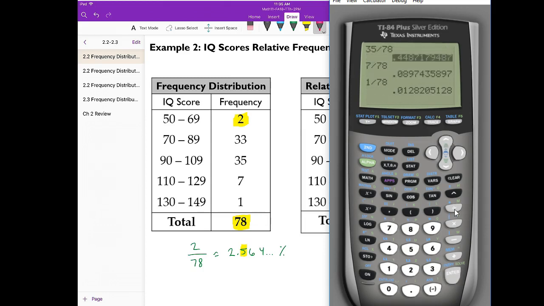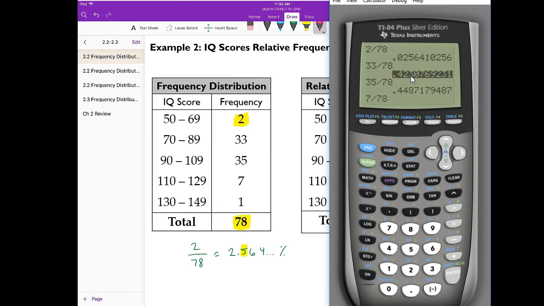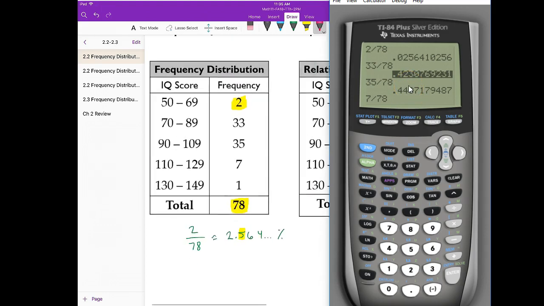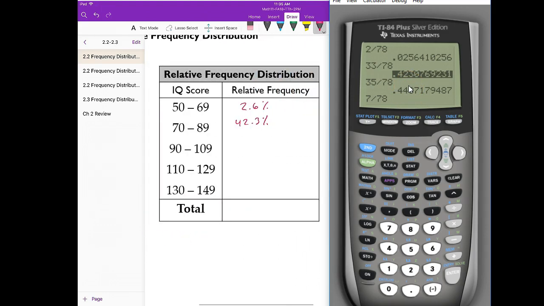So I'm going to go back here just to reference what I have so far. So 33 divided by 78, if we move the decimal point 2 times to the right because we're changing this to a percentage, it'd be 42.3%. And then the next one would be, let's see, 35 divided by 78 would be 44.9%. Let's move that over, so 44.9%.